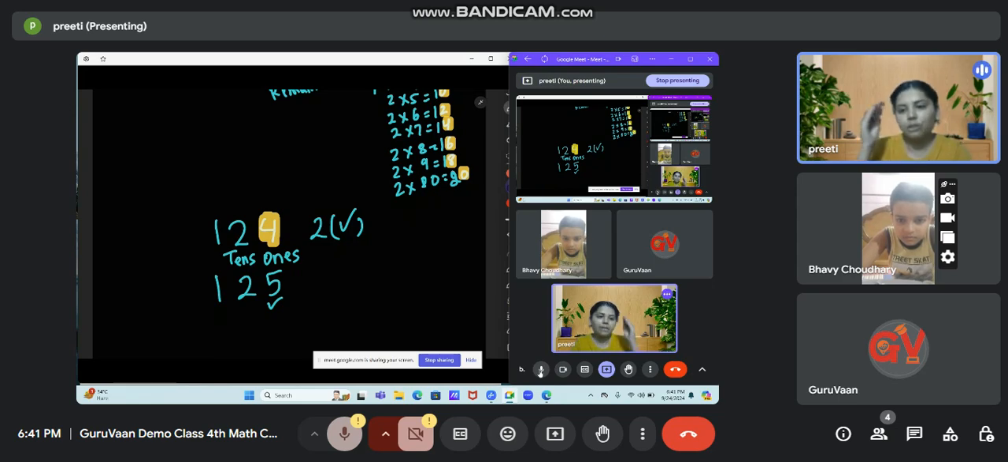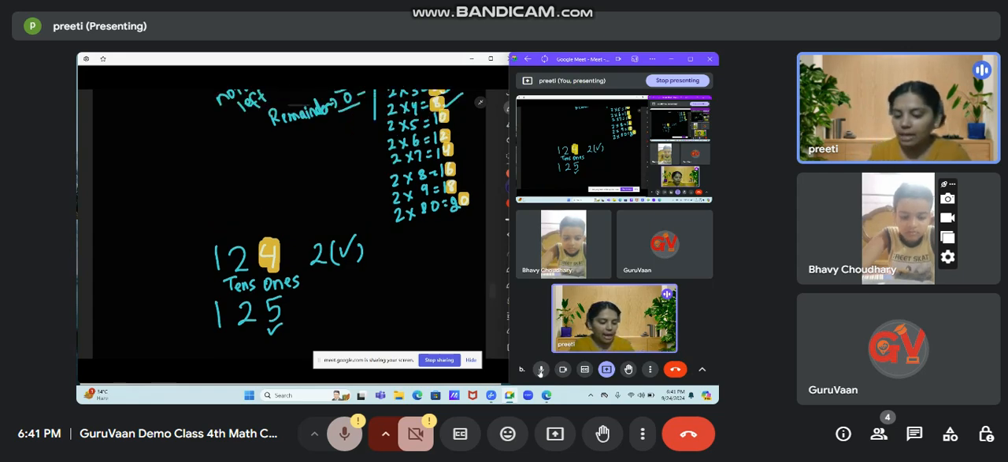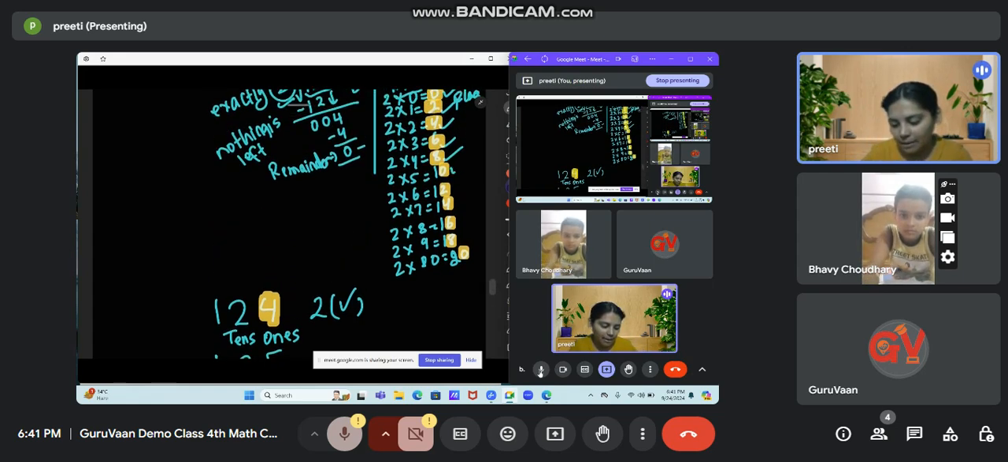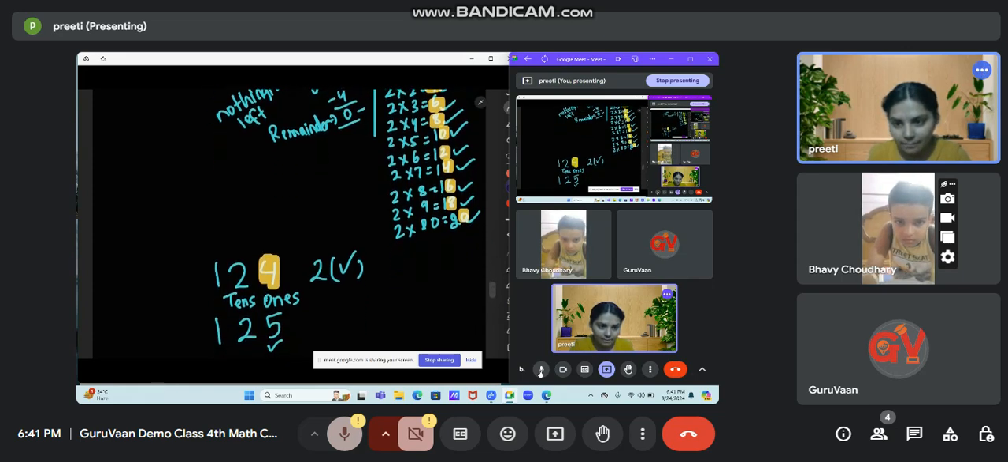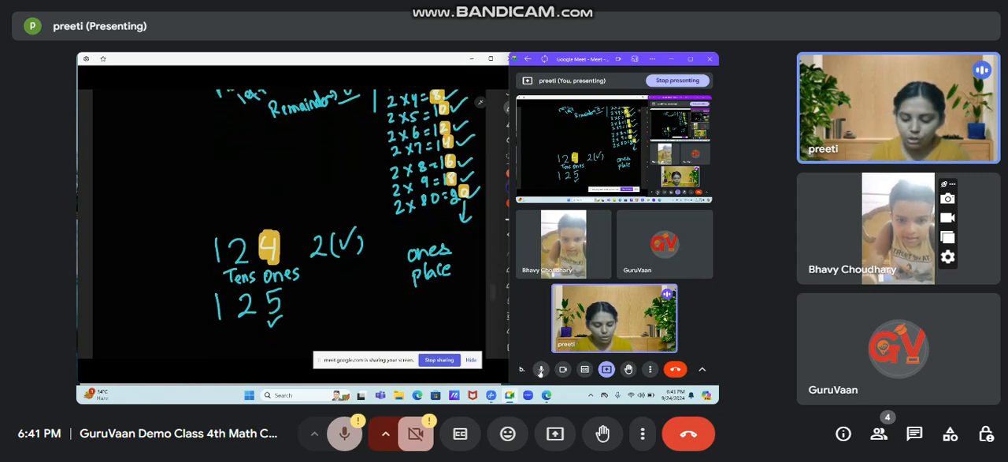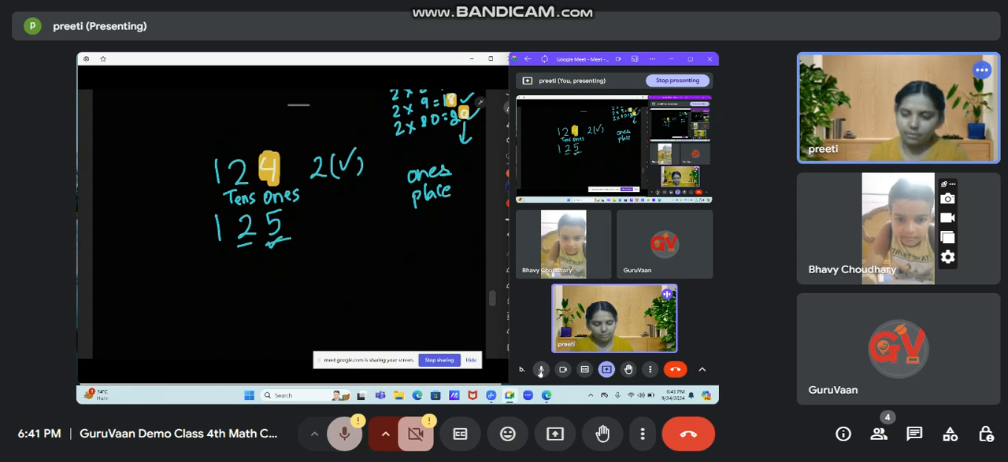Because as per the rule of divisibility by 2, I need to look at the ones place digit. Because the pattern is repeating itself in which place value? The ones place value, right? You can see where it is getting repeated, that is the ones place. So I need to look at the ones place. So which digit should I look at? 2 or 5? Ma'am, 5. Now, as per the pattern, do you see 5 anywhere in the ones place while checking the divisibility by 2?